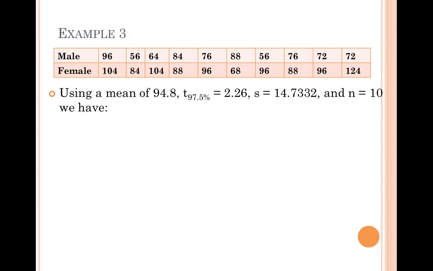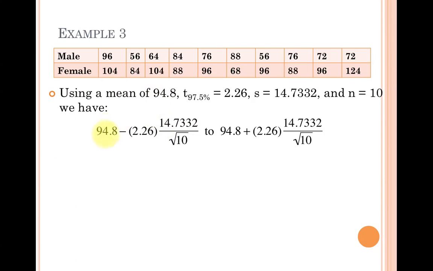Plugging that in, you have 94.8, your sample mean, minus 2.26 times 14.7332 divided by the square root of n. And then change the minus to a plus, and that will give you the upper end of the confidence interval.